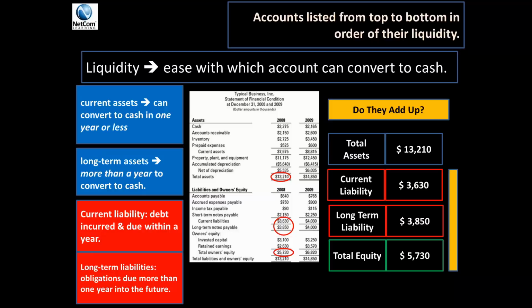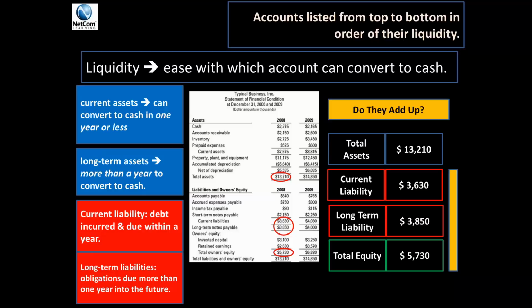So assets can be divided into short-term and long-term assets. Conversely, liabilities are segmented into current and long-term liabilities. A current liability is incurred and due within a year, and a long-term liability, well, those are obligations due more than a year out into the future.